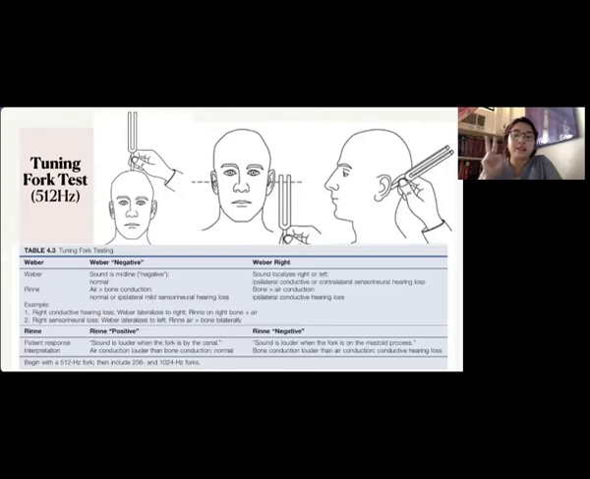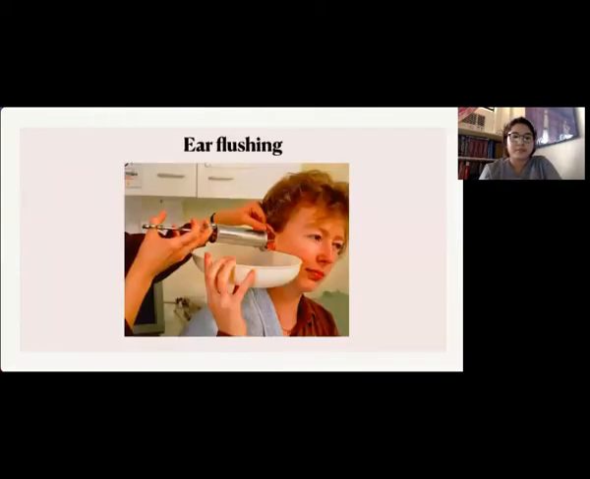However, if the sound is placed on the ear canal and cannot be heard anymore, but when you transfer it to the mastoid tip, the patient can still hear it, we'd call it Rinne negative, or bone conduction is greater than air conduction on the tested ear. Okay. A further discussion will be done for this in your otology lecture.